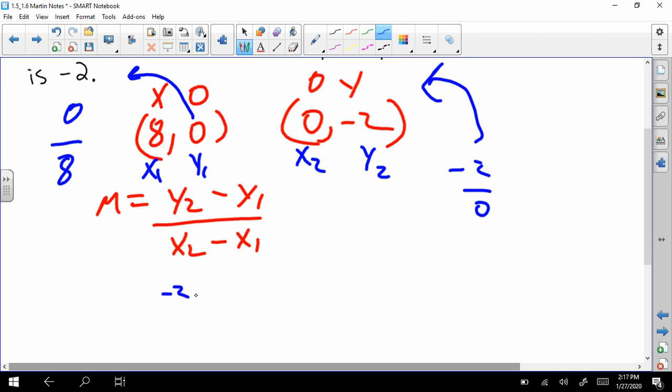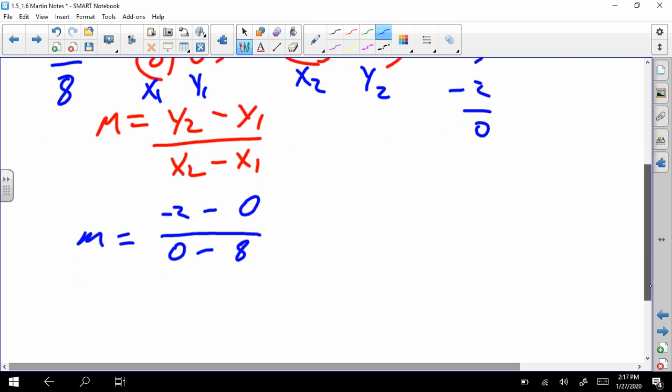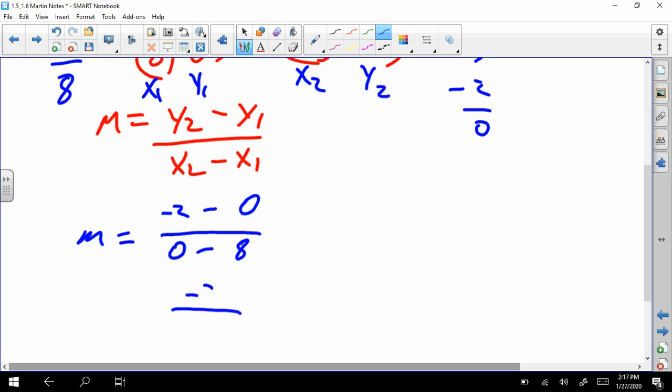So I get negative 2 minus y1, which is 0, over x2, which is 0, minus x1, which is 8. And notice I can check to see the negative 2 is over the 0 is over the 8. I didn't get anything improperly substituted. Negative 2 minus 0 gives me a numerator of negative 2 over negative 8. I get an m value of 1/4.